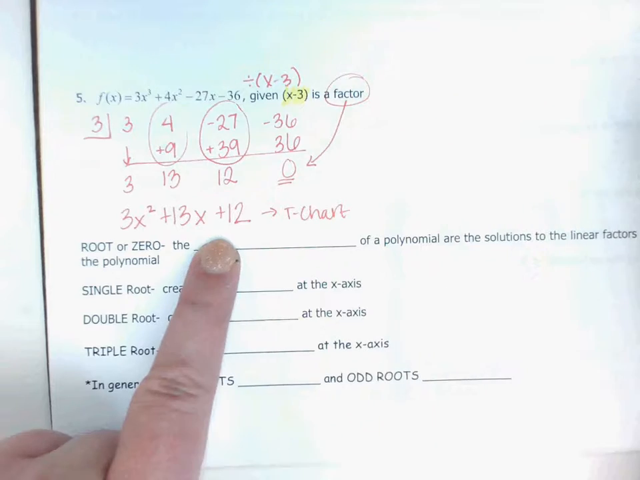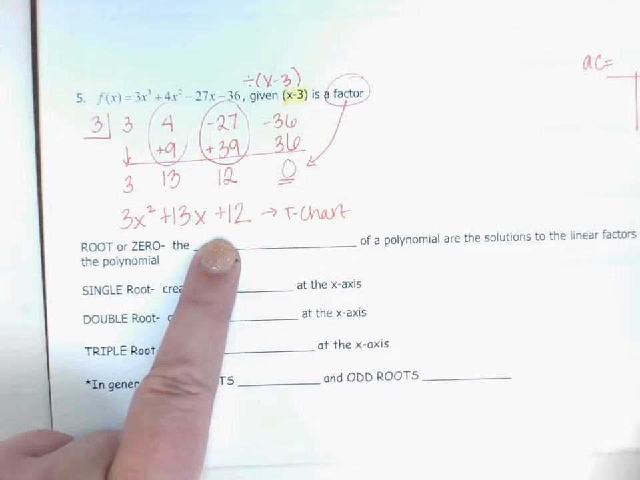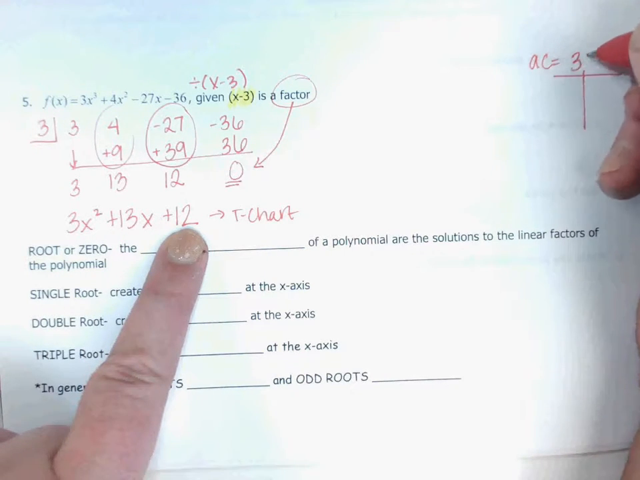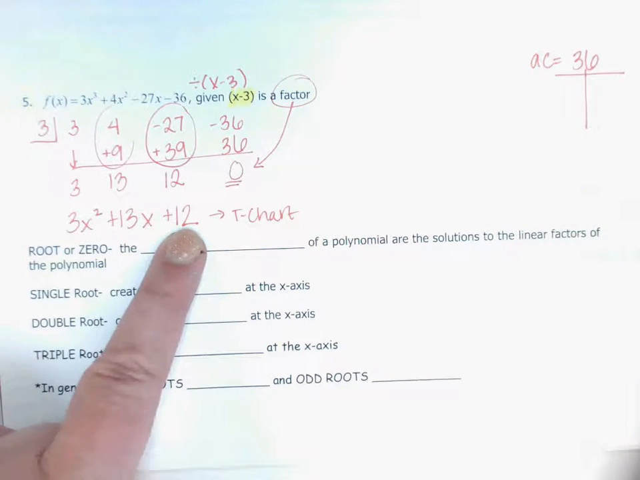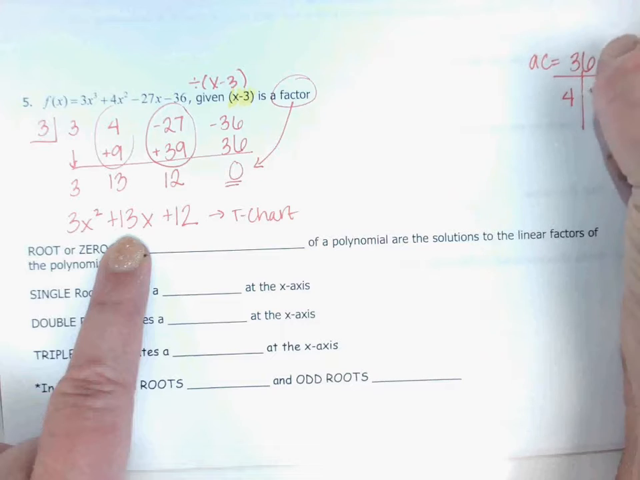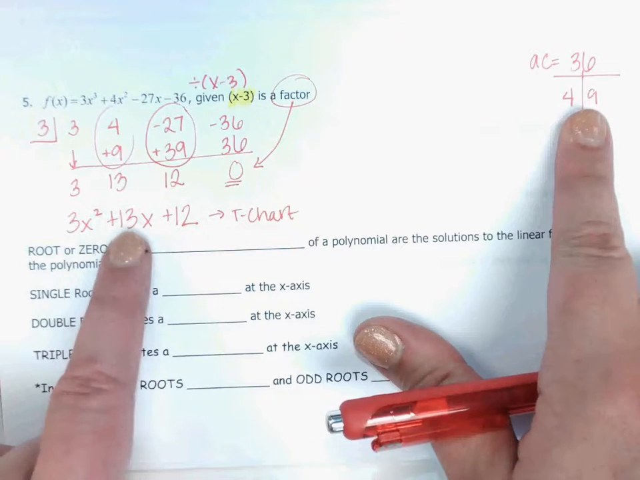So at the top of my chart, I need to multiply A and C together. Okay, so 3 times 12 is 36. And can y'all think of what will times to 36 and add to 13? 4 times 9, good. Now, the order doesn't matter as long as you get 4 times 9 is 36, and then when I add them, I also get 13.